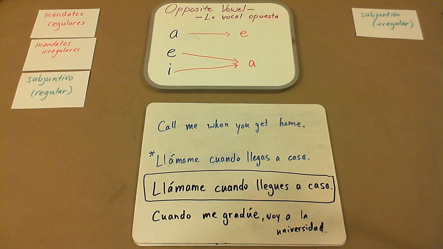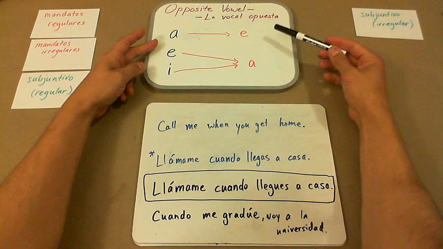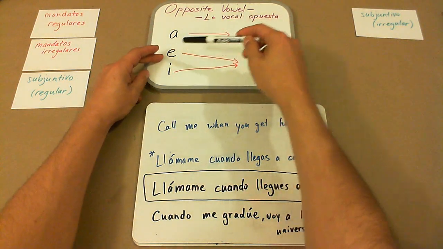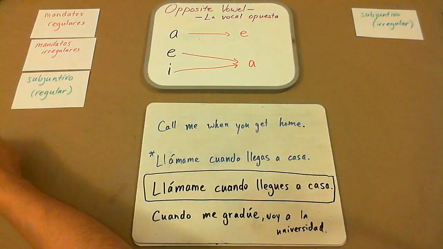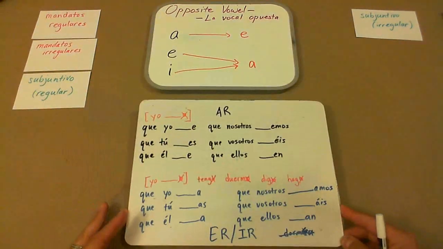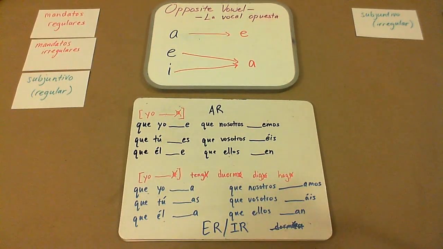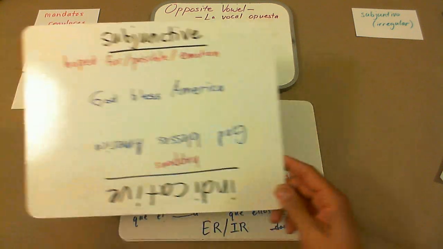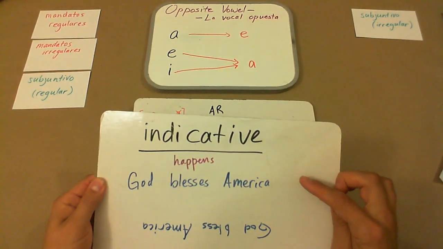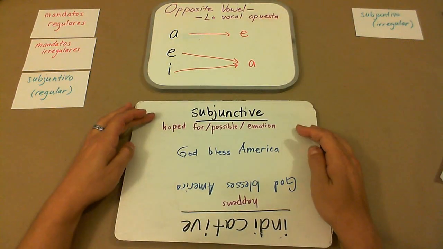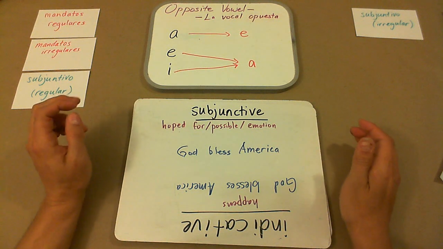Okay. So, to recap, we have opposite vowel, ar words go to e, and ir words go to a. This is sort of the chart. If you could cut this out of this video and put it in your pocket, that might be a good thing. And remember when we use this. We don't use this for things that actually happen. We only use this for things that are hoped for, possible, for emotional. Okay, thanks.